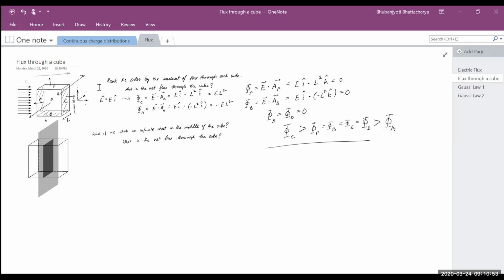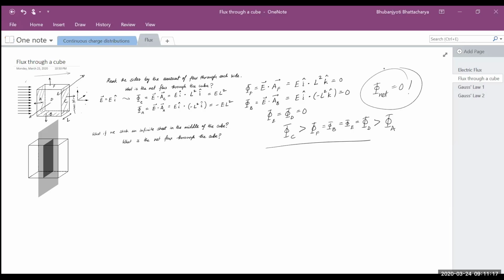So what is the net flux through this cube, though? In order to find the net flux, we'll have to add it all together. And you see that if I add it all together, phi C and phi A are opposite to each other. So if I add these two together, I'll get a 0. And if I add these together, I'll also get a 0. So the net flux, phi net, is equal to 0.